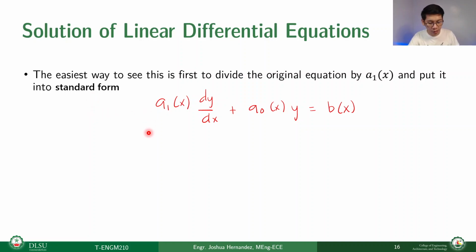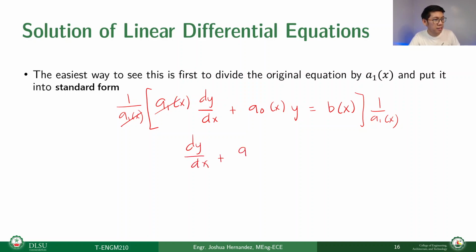So, how do we do that? We divide a sub 1 of x to the whole equation. So, a sub 1 of x here cancels out. We're left with dy over dx plus a naught of x all over a sub 1 of x y equals b of x all over a sub 1 of x.